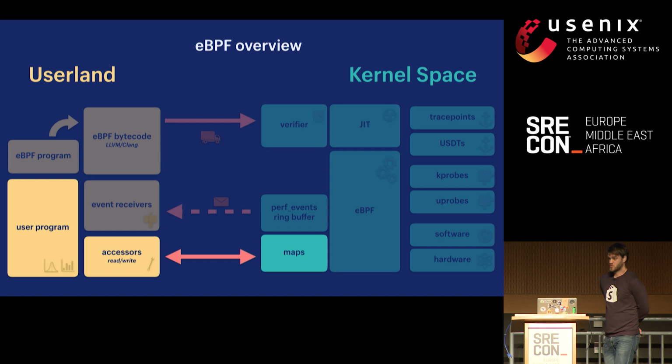The maps allow you to sort of communicate out. It's your only way of communicating with user space. So you basically put things into a map, kind of like a hash table, and user space can then read from those maps.